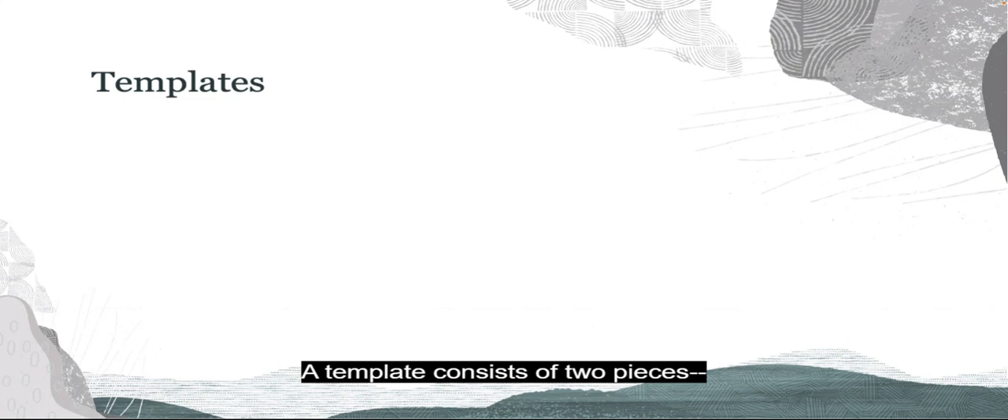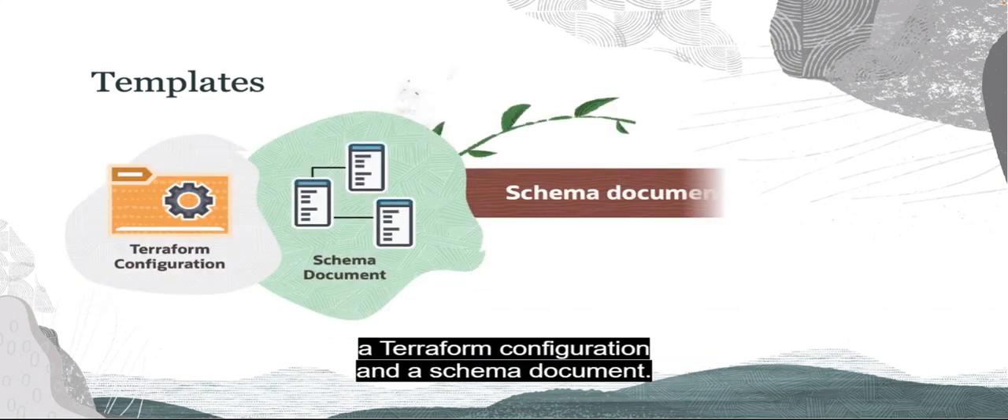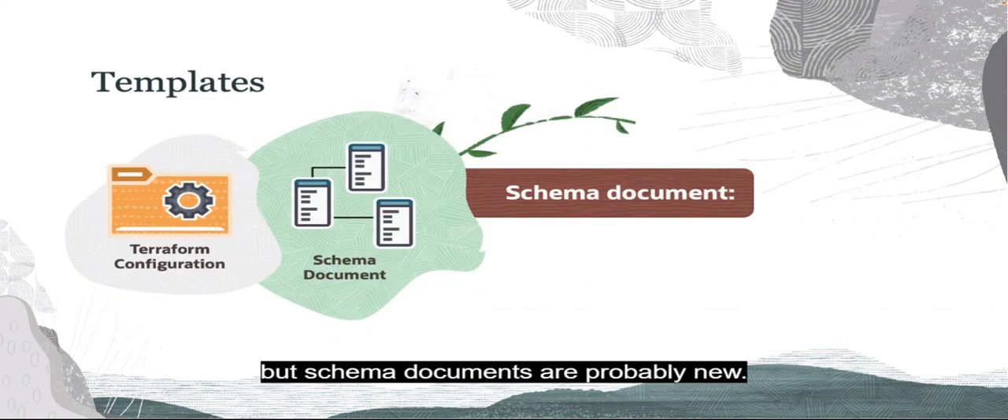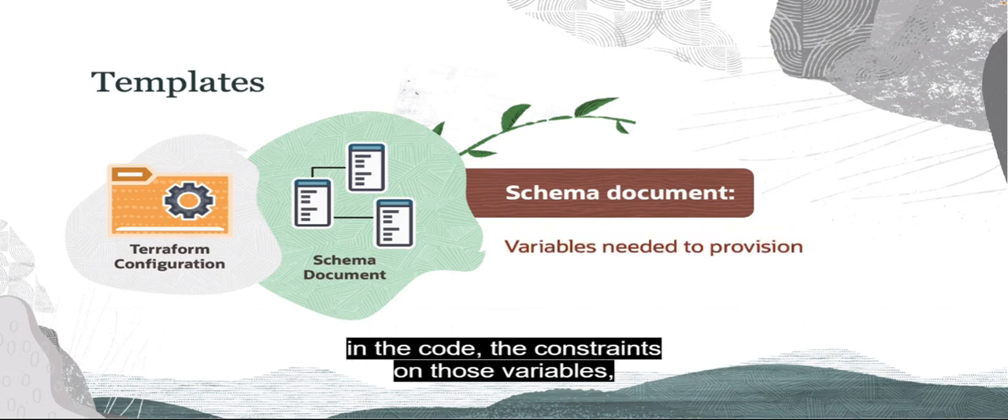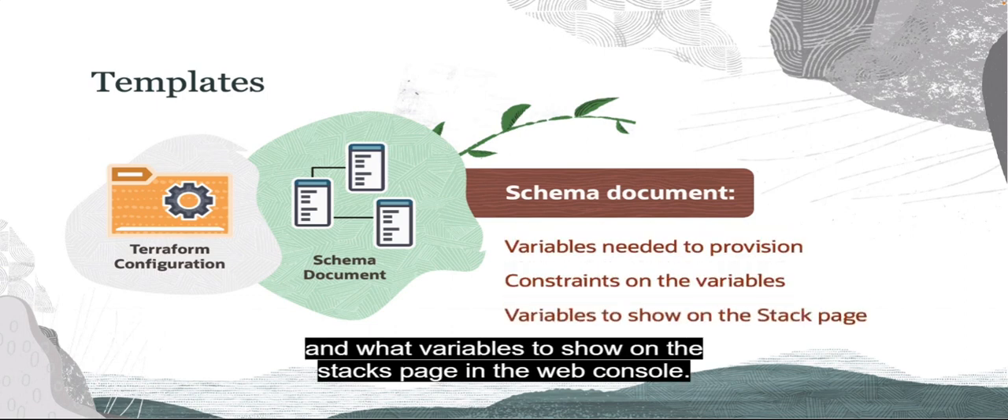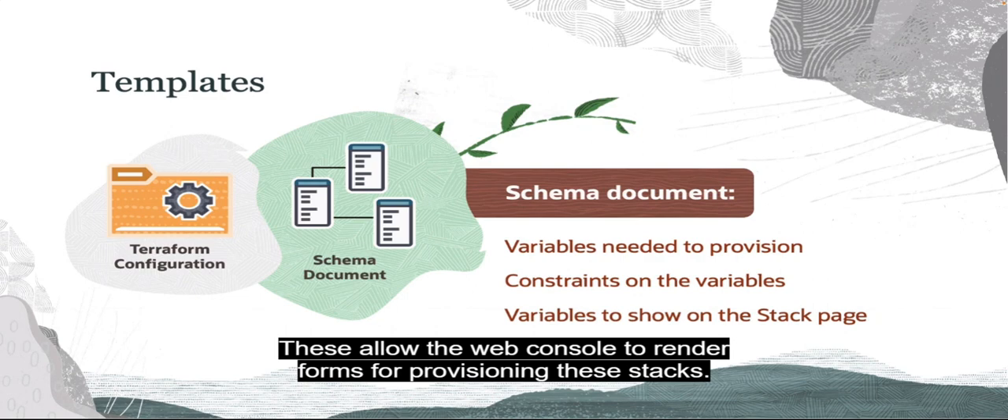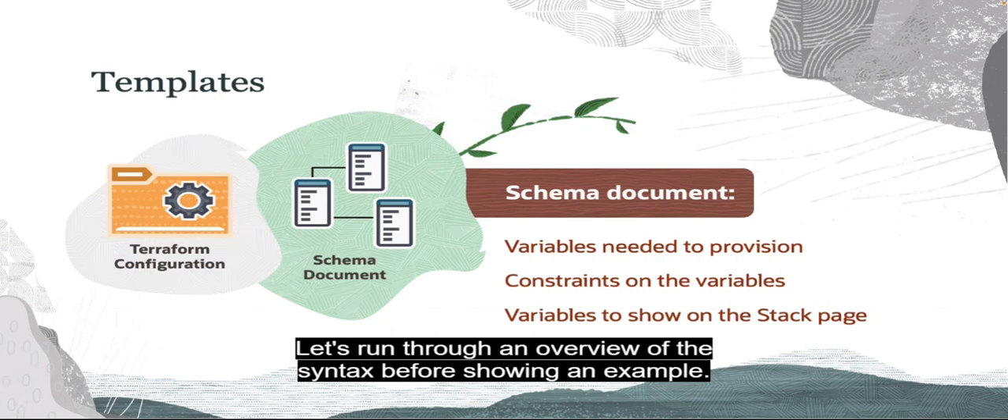A template consists of two pieces, a Terraform configuration and a schema document. You should be familiar with Terraform configurations, but schema documents are probably new. These are YAML documents that list the variables in the code, the constraints on those variables, and what variables to show on the stacks page in the web console. These allow the web console to render forms for provisioning these stacks. Let's run through an overview of the syntax before showing an example.